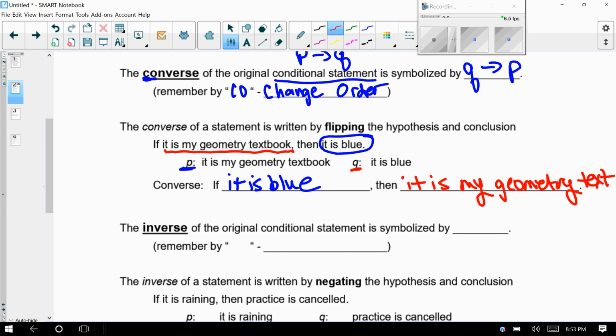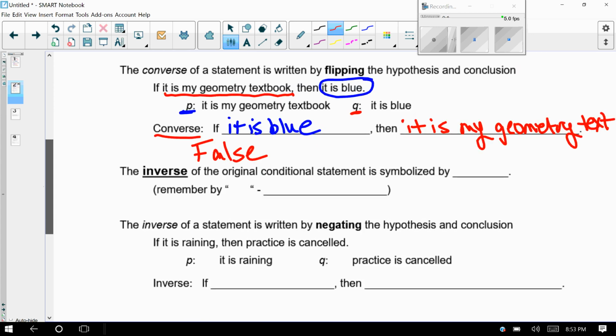All right, now this is not always true. The conditional statement is true, but the converse, especially in this case, is false. What about my t-shirt? My t-shirt is blue, and that's not my geometry textbook. So my converse can be false, not always.